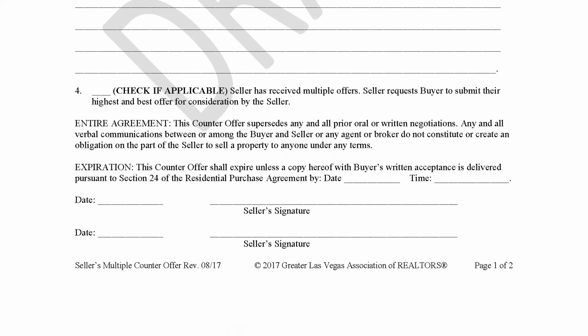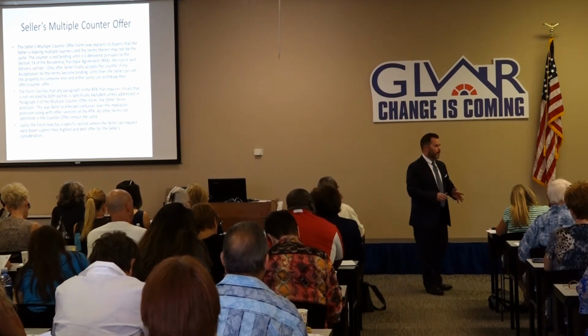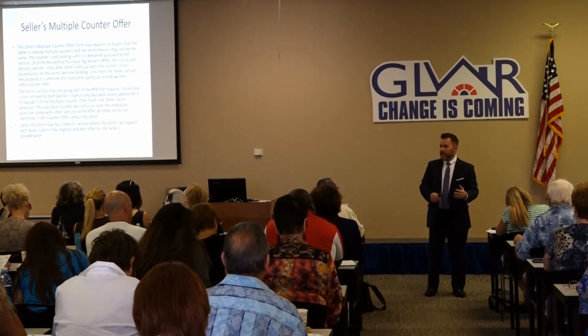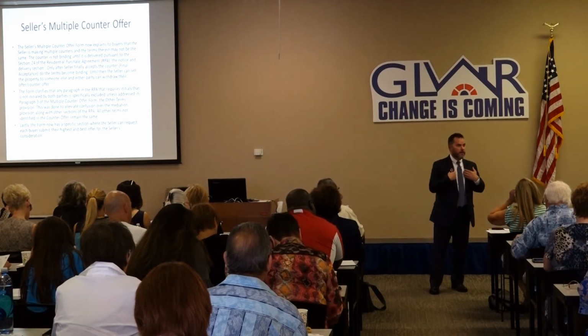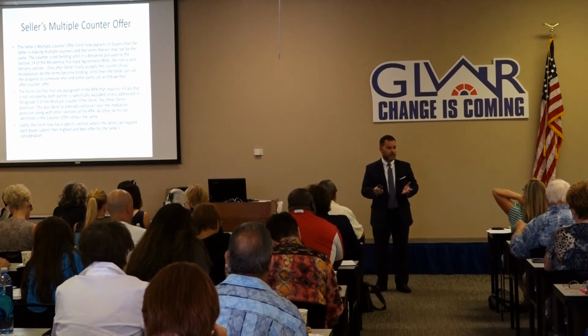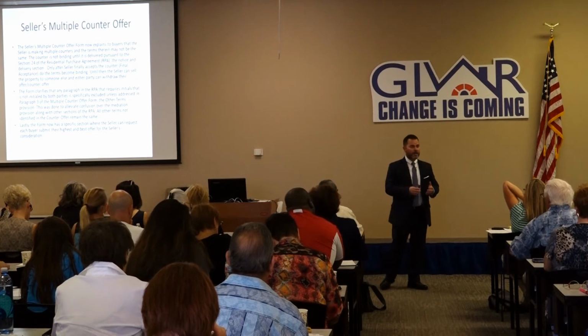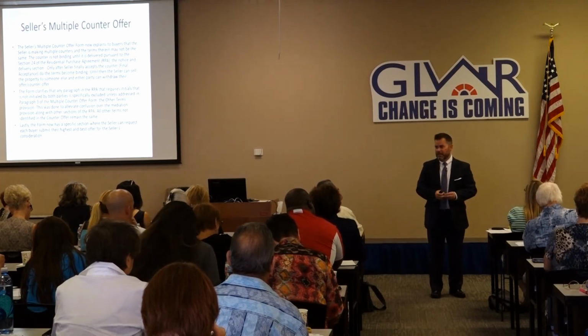Section 4, check if applicable. This is the section where seller can request that all the buyers submit their highest and best offer. The reason why this was added is, who has the ability to request, in the scenario where there are multiple offers, that the buyers give me, I'm the seller, their highest and best offers? The seller, okay? Up until this point, did we have a document that could identify that it was the seller who was asking, not the agent?